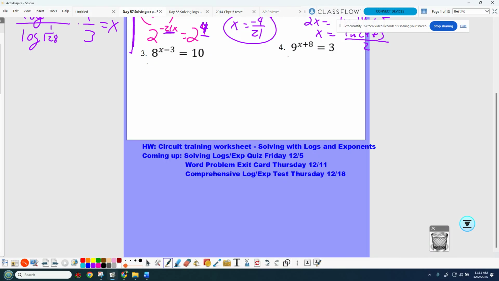Chloe, how do we start number 3? Can I make 8 and 10 be the same base, or do I have to convert from exponential to log? You have to convert. Okay, yes, I agree. So it's log base what? Log base 8 of what? Equals x. All right, great. So this is almost finished. Calculator ready, I need to do the change of base. And then add 3.